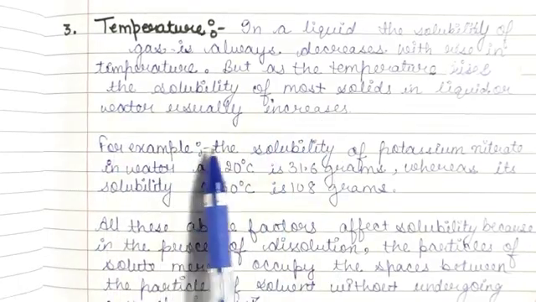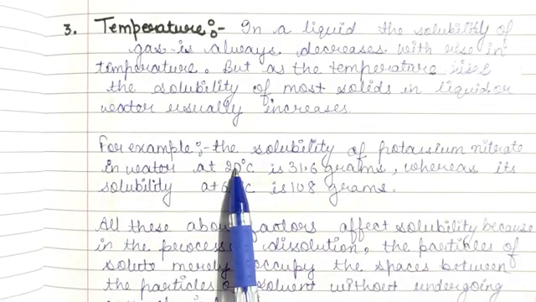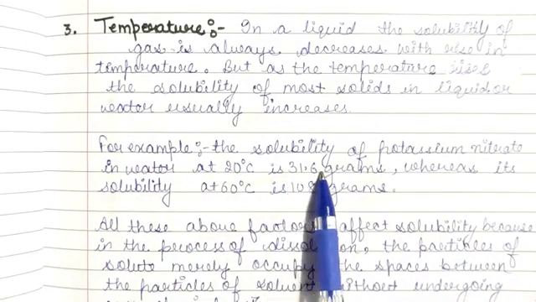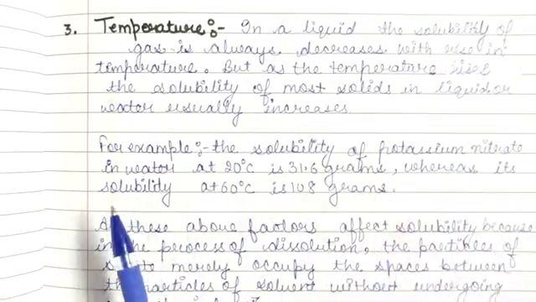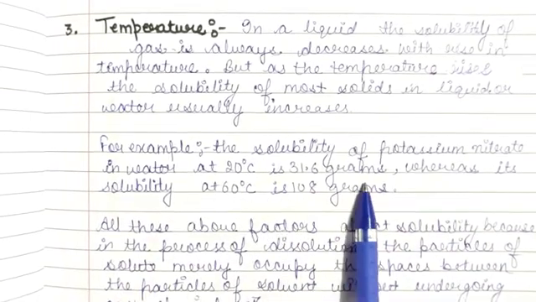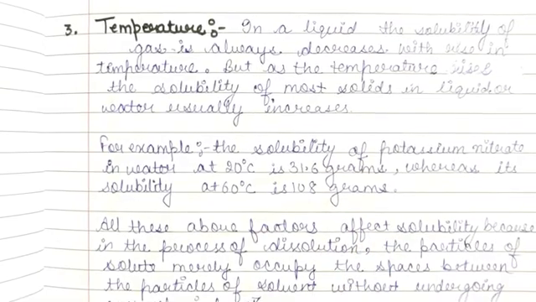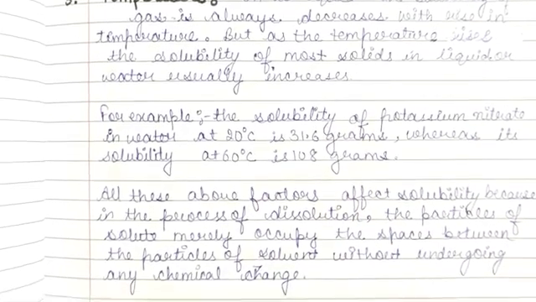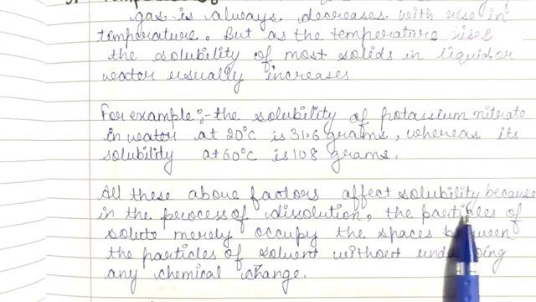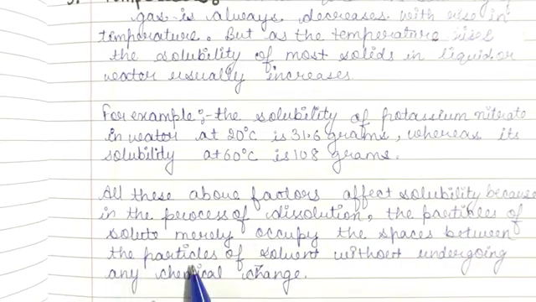For example, the solubility of potassium nitrate in water at 20 degrees Celsius is 31.6 grams, whereas its solubility at 60 degrees Celsius is 108 grams. All these above factors affect solubility because in the process of dissolution, the particles of solute merely occupy the spaces between the particles of solvent without undergoing any chemical change.